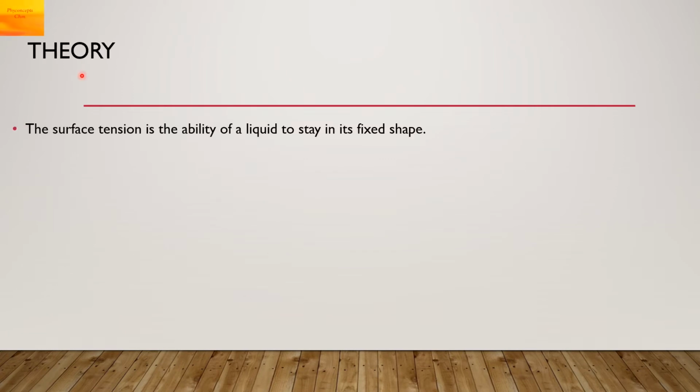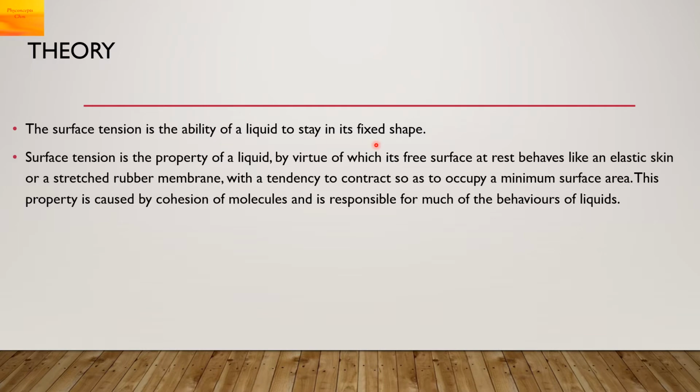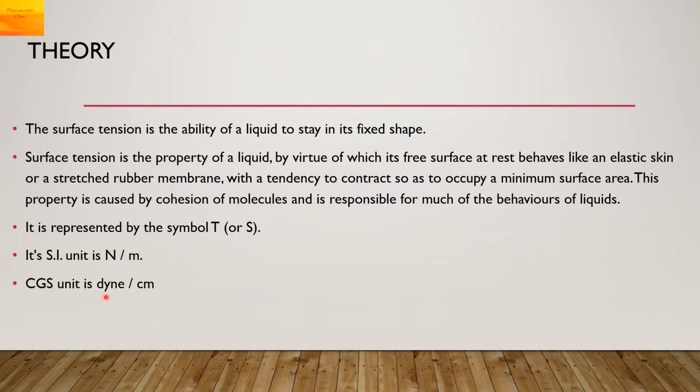Theory: surface tension is the ability of a liquid to stay in its fixed shape. It is the property of a liquid by virtue of which its free surface at rest behaves like an elastic skin or a stretched rubber membrane with a tendency to contract so as to occupy a minimum surface area. We denote it by the symbol T or by capital S. Its SI unit is newtons per meter. CGS unit is dyne per centimeter.